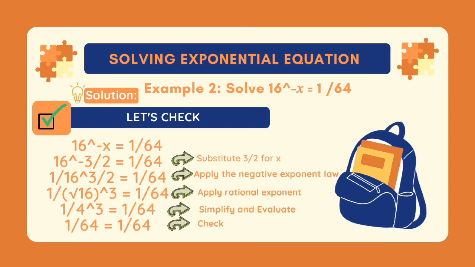And then we will apply the negative exponent law. Our equation will be 1 over 16 raised to 3 over 2. We will then apply the rational exponent. It will look like this. 1 over square root of 16 cubed equals 1 over 64. Simplify and evaluate. And we will get 1 over 4 cubed equals 1 over 64. Or 1 over 64 equals 1 over 64.